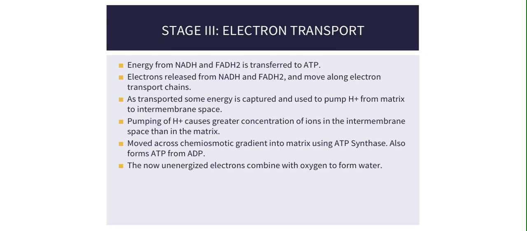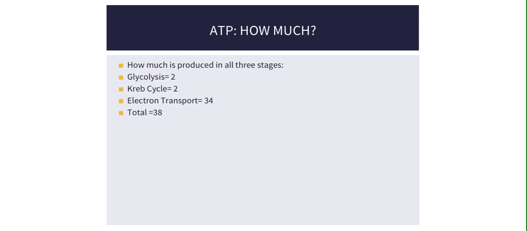Glucose to energy. And how much ATP do you really think we have? Well, here's our number count. 2 in glycolysis, 2 in the Krebs cycle. In the electron transport chain alone, you get 34. That's a huge number. So a total of 38 ATPs are created from cellular respiration.